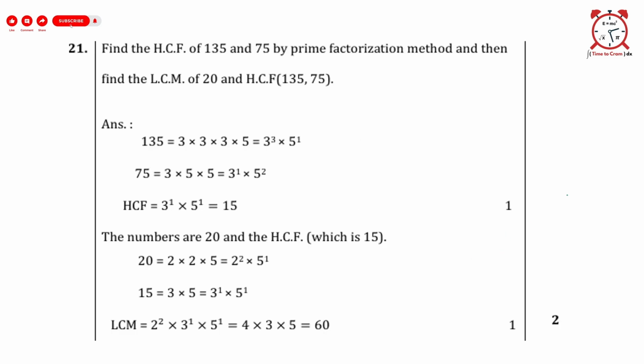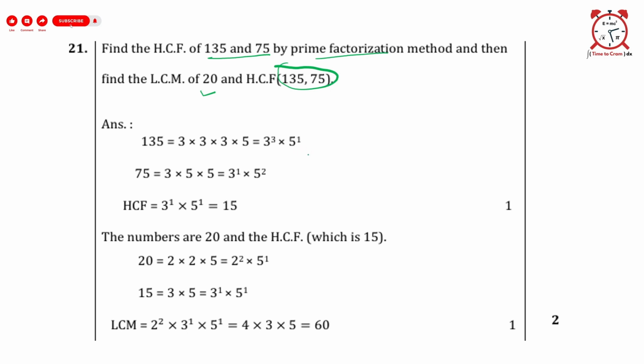Next question, question number 21. Find the HCF. Look, this is a slightly twisted question as per our state syllabus. This type of sum is not in our syllabus, but here there is a little twist. Find the HCF of 135 and 75 first by the prime factorization method, and then find the LCM of 20 with whatever HCF we found here. This may confuse us in the exam, but do not get confused.